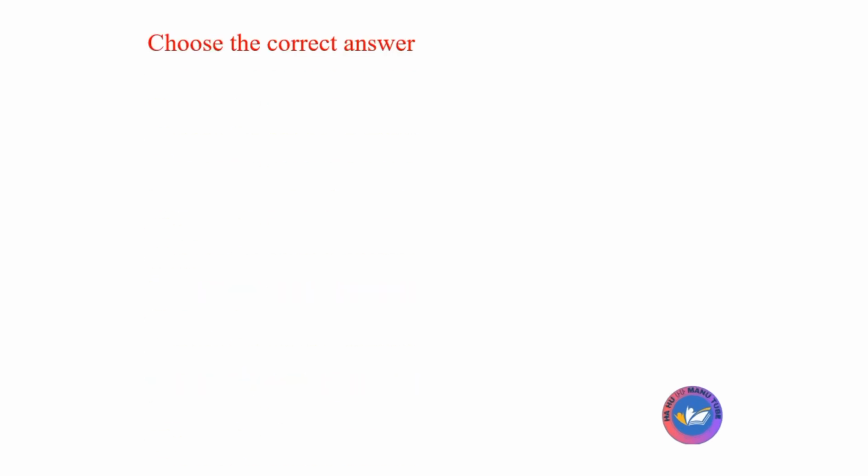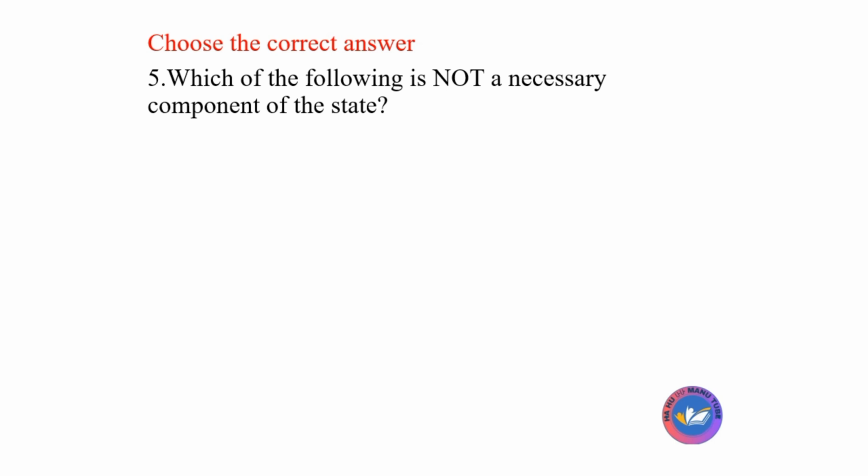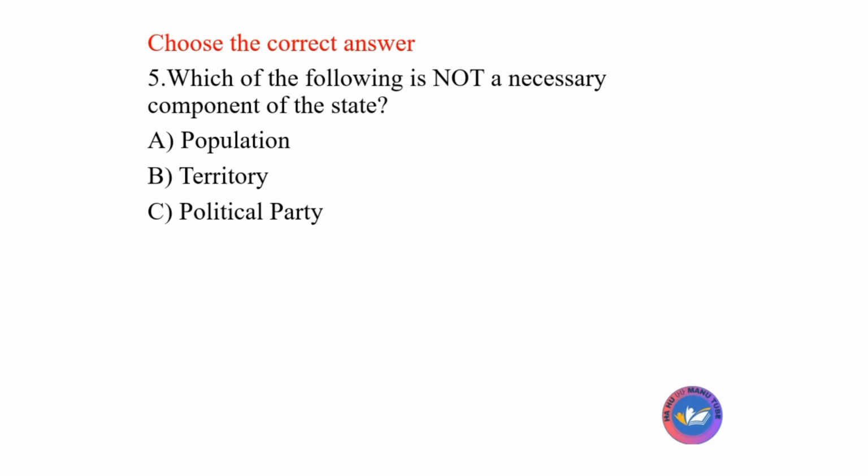Choose the correct answer. Question number 5. Which of the following is not a necessary component of the state? A. Population, B. Territory, C. Political party, D. Sovereignty.